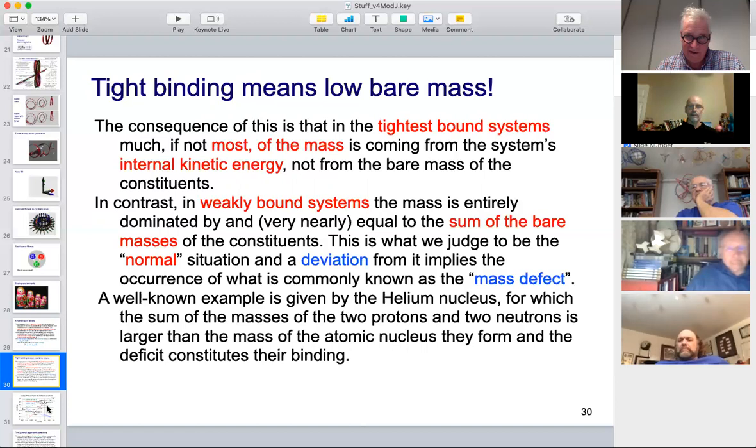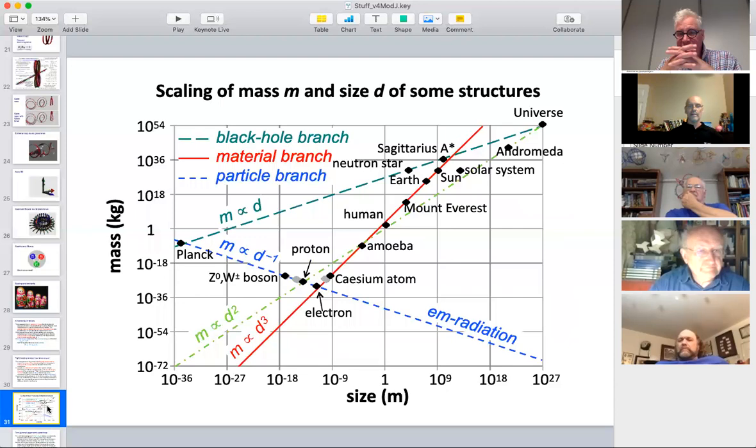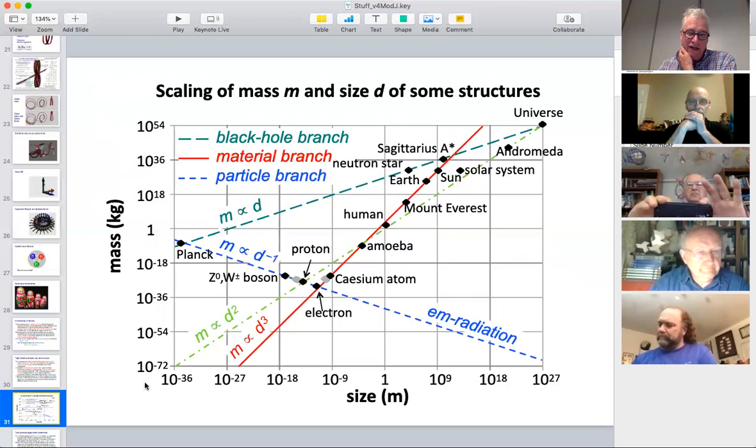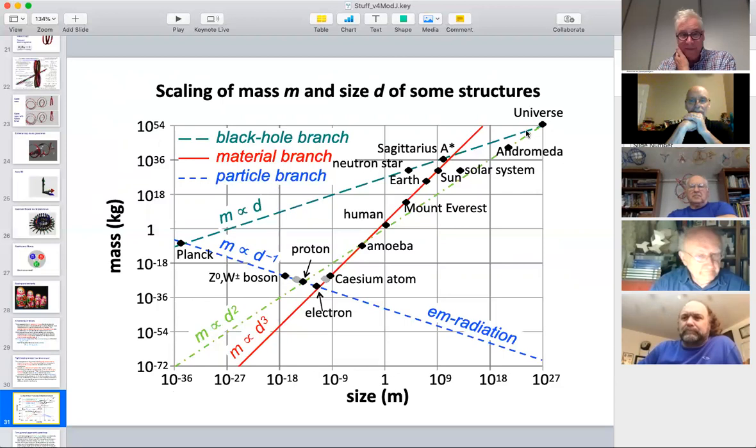So here we go. But this is an interesting thing which blew me away when Martin produced it. This is one of Martin's diagrams. Here's a bunch of stuff plotted on quite a large logarithmic scale. Notice mass in kilograms, 10 to the minus 72 up to 10 to the plus 54. So that's quite a few orders of magnitude. It's a log scale. And size from 10 to the minus 36 meters to 10 to the 27 meters. That's the size of the universe. There we are. Mass of the universe about 10 to the 54 kilos.